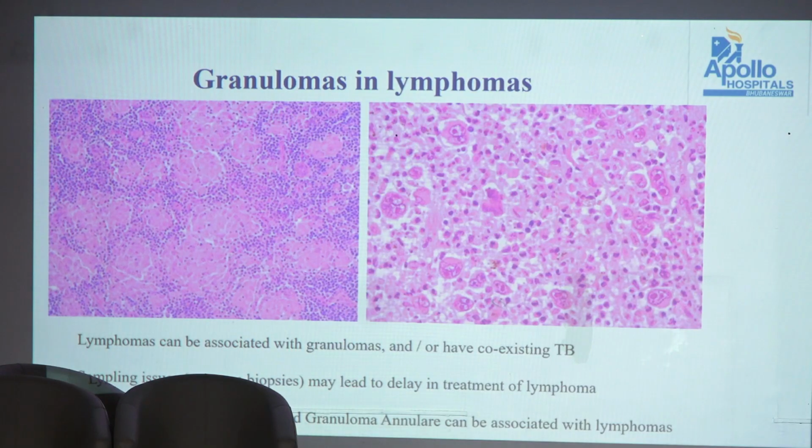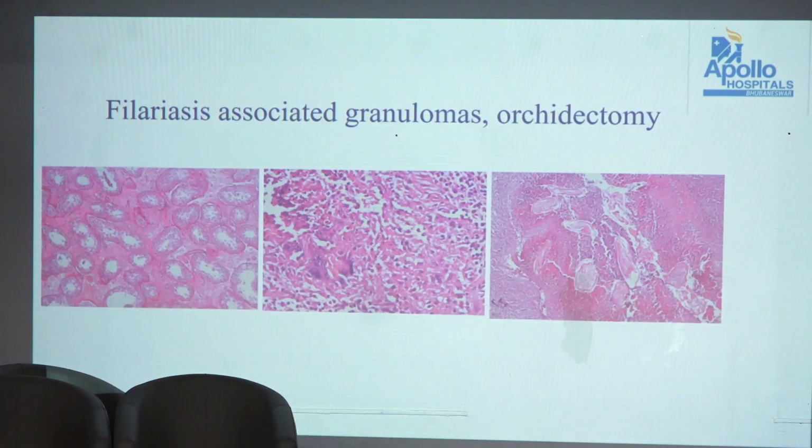And there are two types of granulomatous lesions, lymphomatoid granulomatosis and granuloma annulare. So when you get skin biopsies, the entire thing changes. Don't think TB immediately when you get skin, because you very rarely get fistulas and all. You must consider other granulomatous lesions.